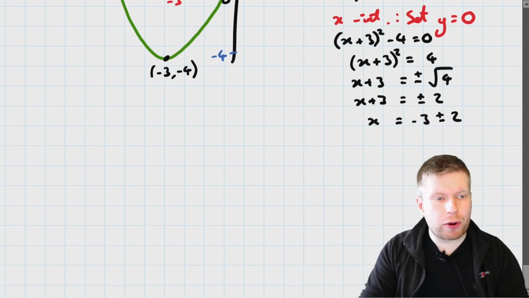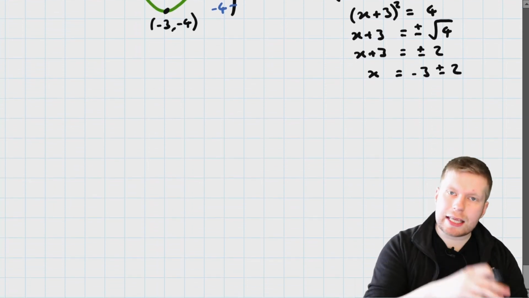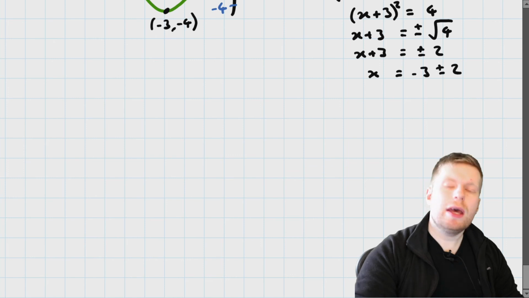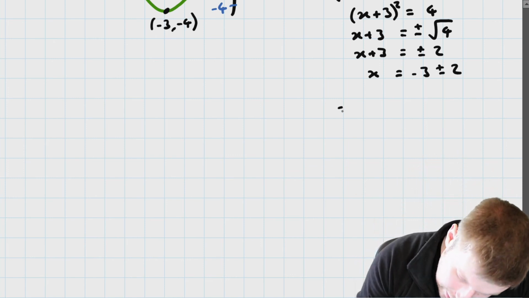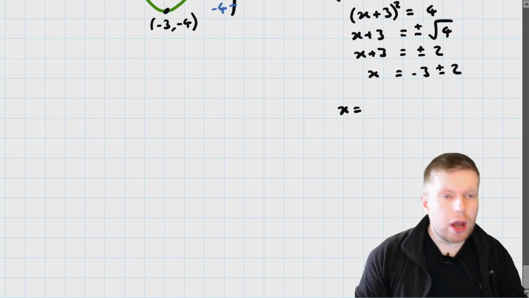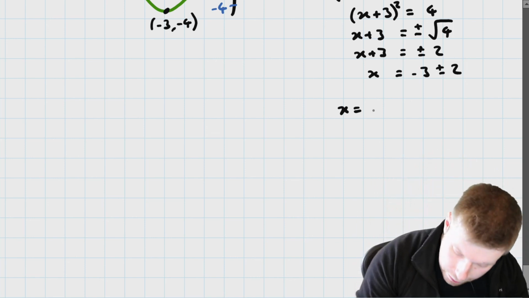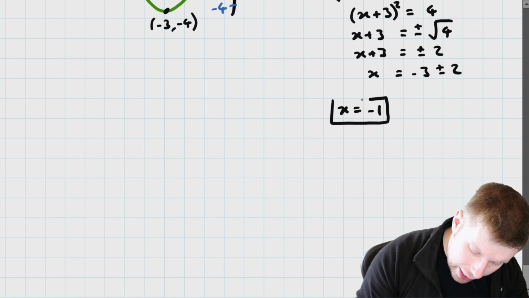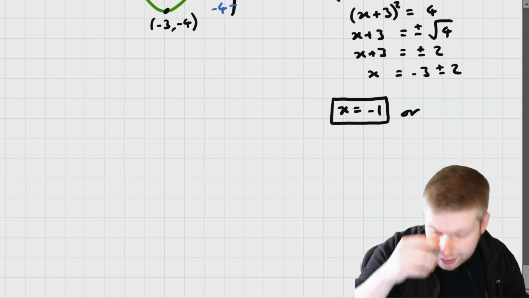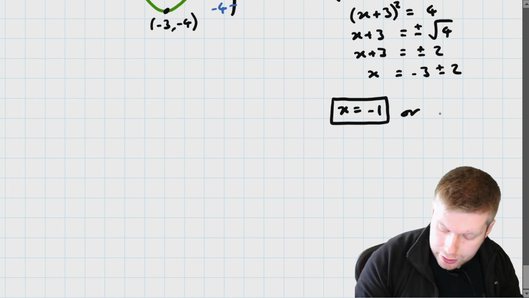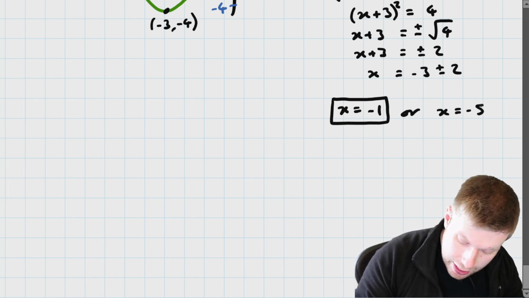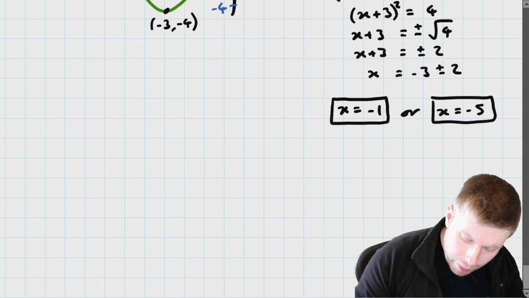Now the way to interpret this is, first of all, I take negative 3 and add 2, and see what I get. Then I take negative 3 and take away 2 and see what I get. So negative 3 add 2 is negative 1. That's one of my x-intercepts. And the other x-intercept, what happens if I take negative 3 and take away 2? Negative 3 take away 2 is going to give me negative 5. So here are my two x-intercepts.